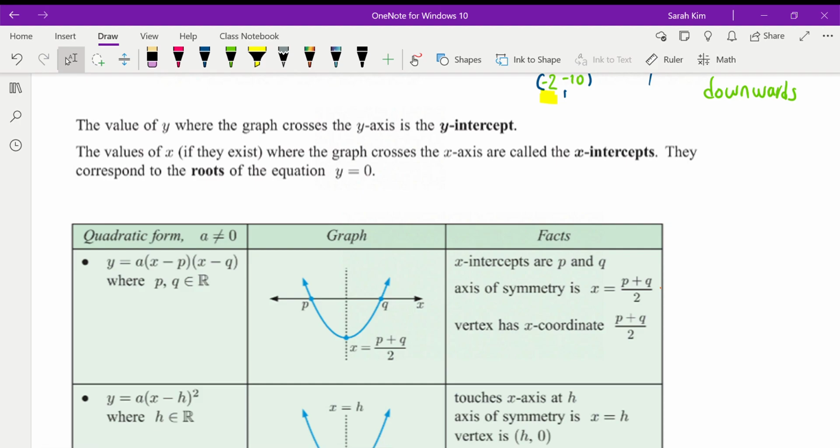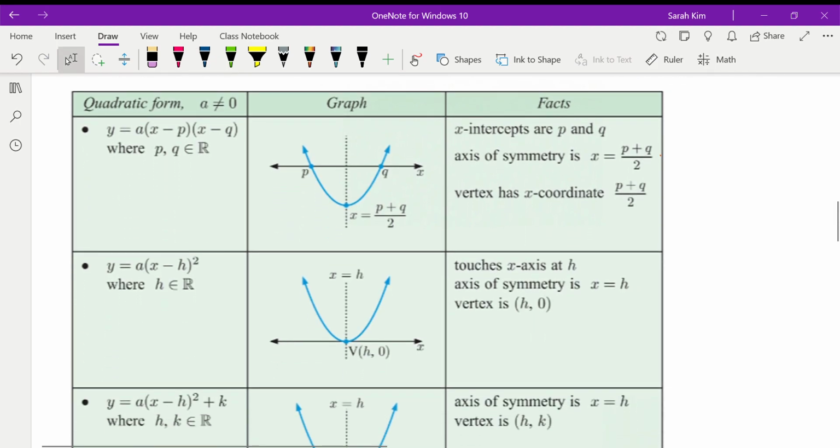The value of y where the graph crosses, we already know that's a y-intercept. We already know what an x-intercept is. An x-intercept can also be called roots, zeros, etc. So all those words are interchangeable, and I'll be using them, or the questions will be using them, interchangeably.